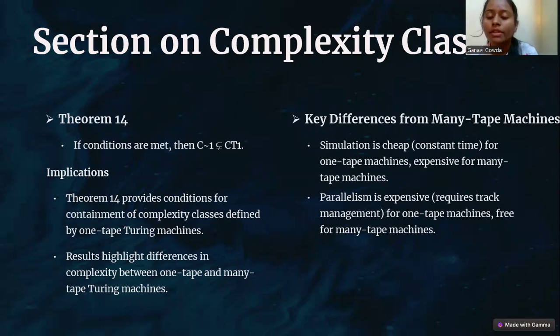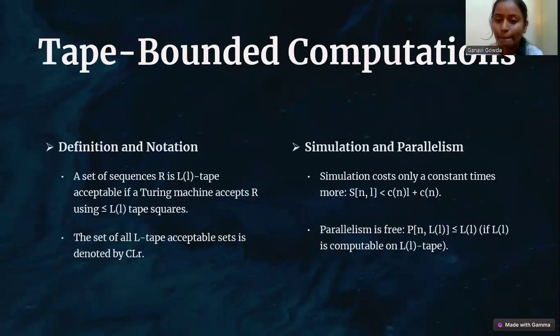Key differences from many-tape machines. Simulation is cheap, that is, constant time for one-tape machines. It is expensive for many-tape machines. Parallelism is expensive, requiring track management, for one-tape machines, while in the case of many-tape machines, it is free.